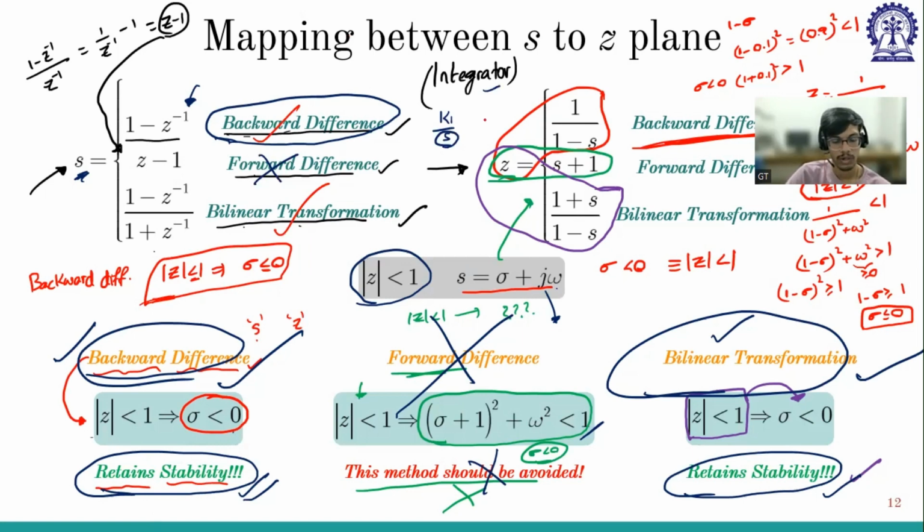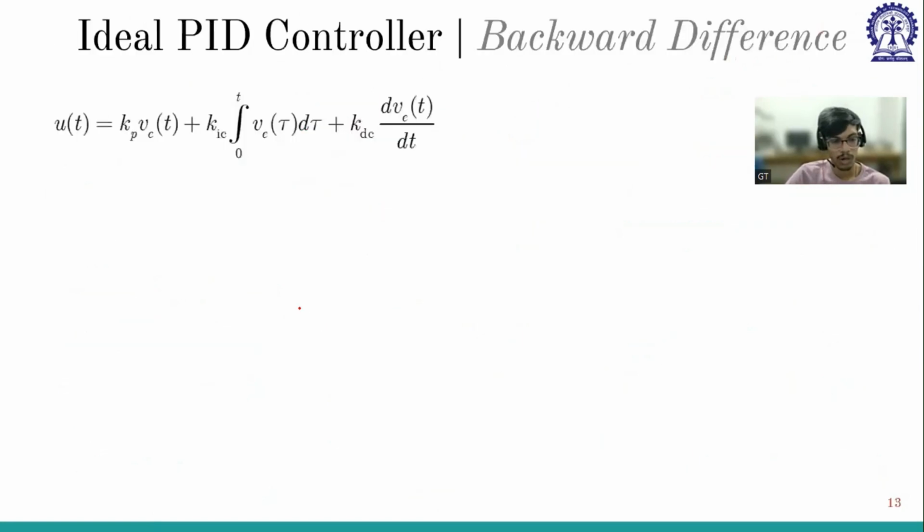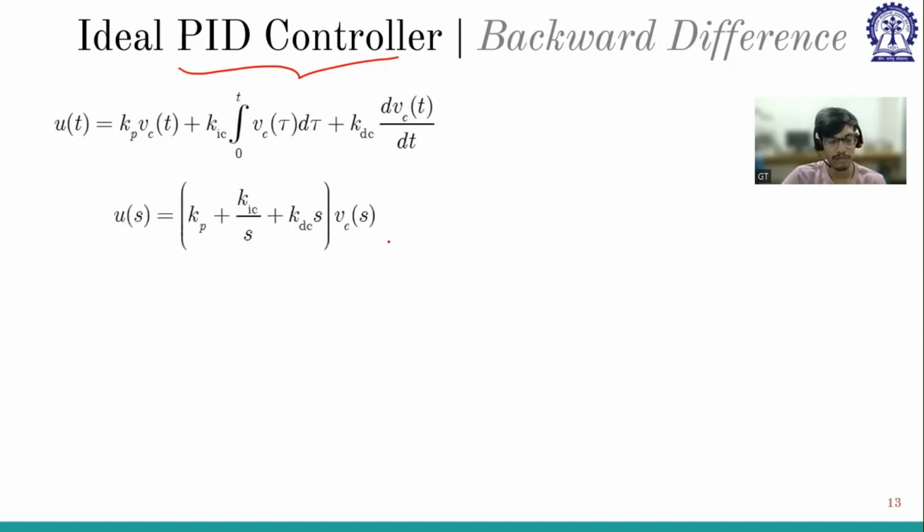Yes, sir. Okay, now coming to the ideal PID controller. Whatever PID controller we are considering, we'll be considering backward difference only. Whatever implementations we use, we'll be using backward difference because it is somewhat easier. If you go to bilinear, it will be much more complex. So anyway, backward is retaining stability. So we'll use backward. So U of S is Kp plus Ki by S plus Kd into S.